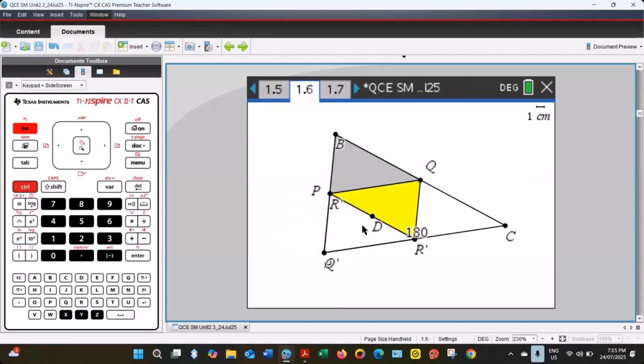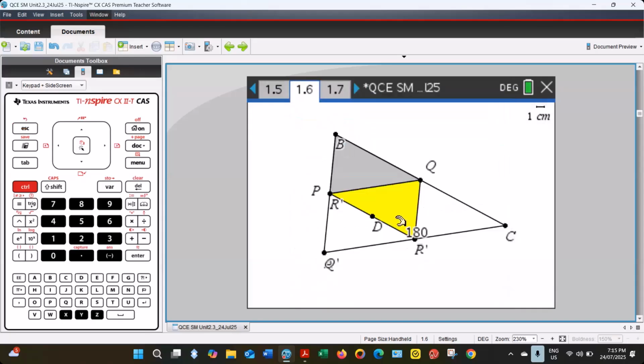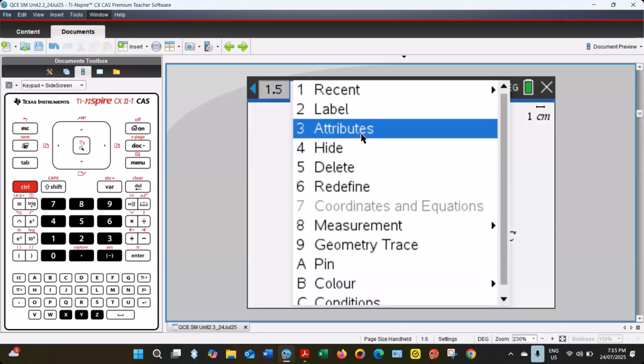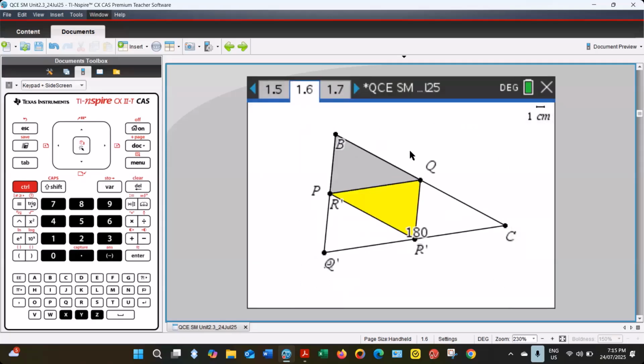Okay, another way I could have done it is, I'll just hide that one. Okay, I don't need that point, so I'll hide that point. Once again, all I'm doing to hide them is hovering over whatever it is I want to hide, control menu and hide.